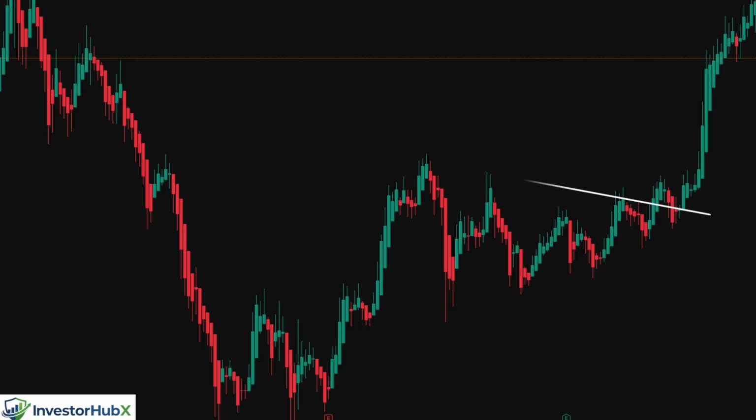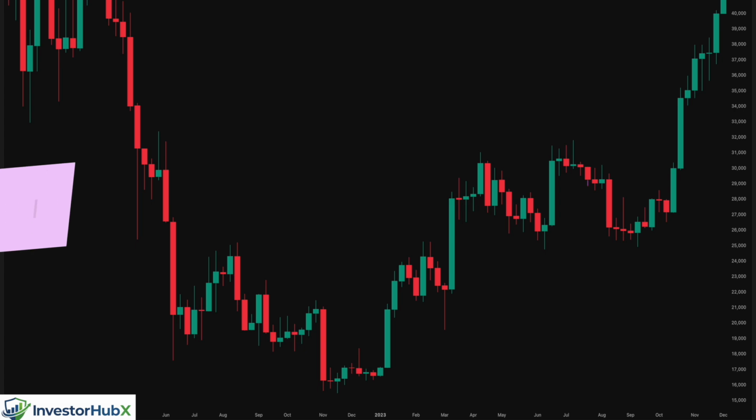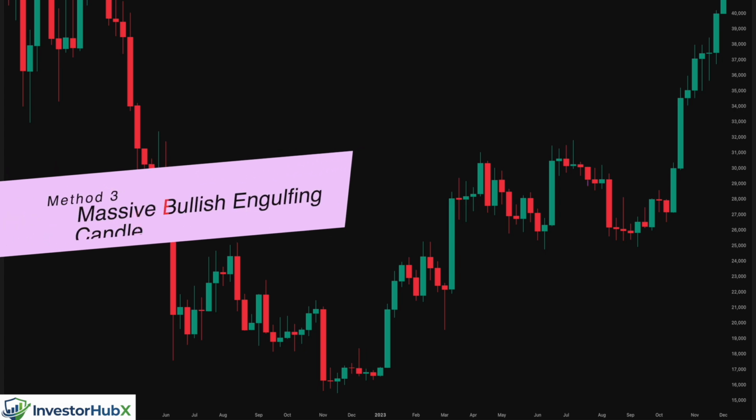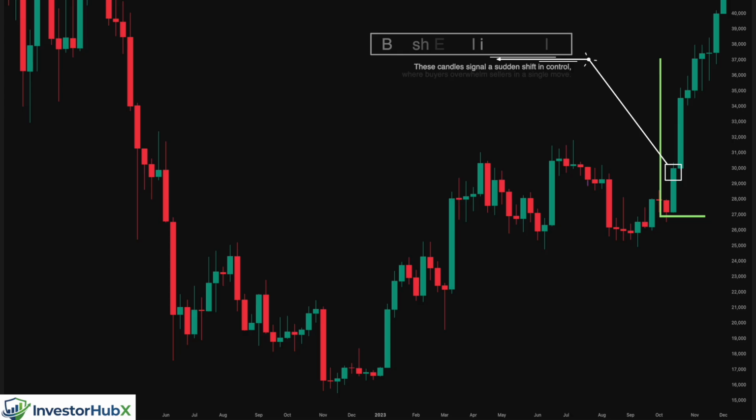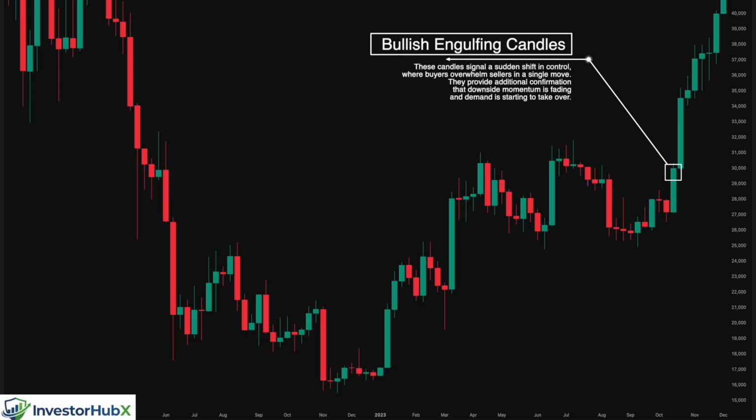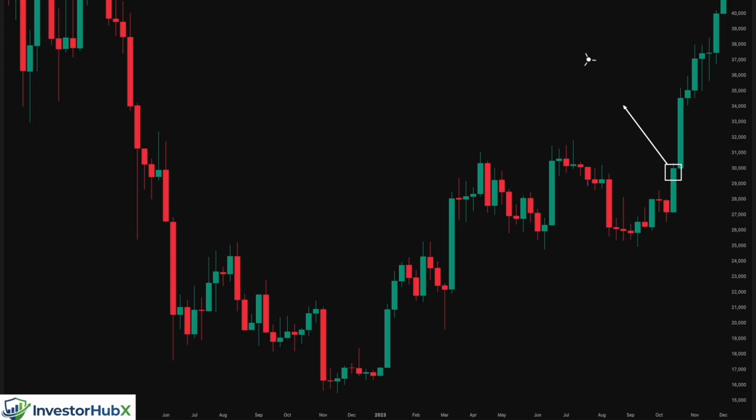We often start to see bullish engulfing candles appear when transitioning from a bear market into a bull market. These candles signal a sudden shift in control, where buyers overwhelm sellers in a single move. While no single candle marks a market bottom, bullish engulfing patterns frequently appear near the early stages of a trend transition. They provide additional confirmation that downside momentum is fading and demand is starting to take over.